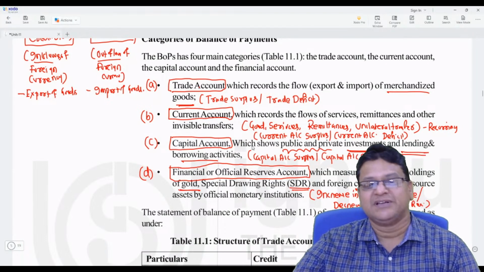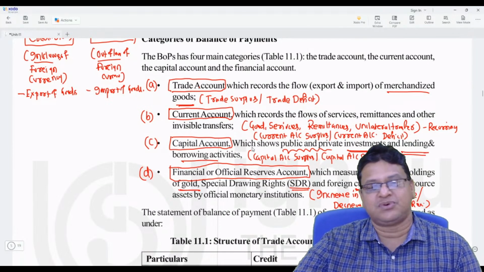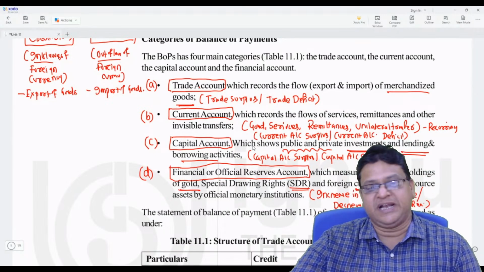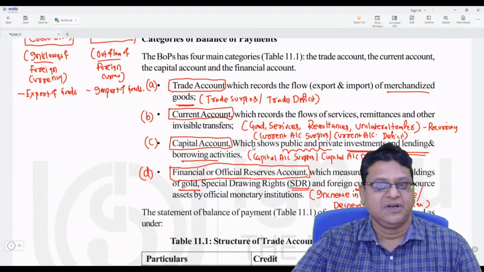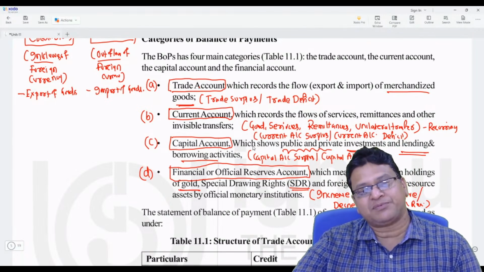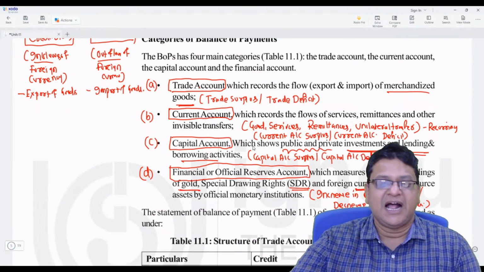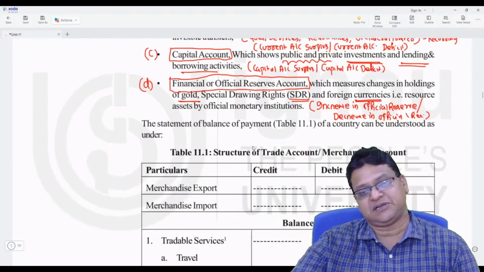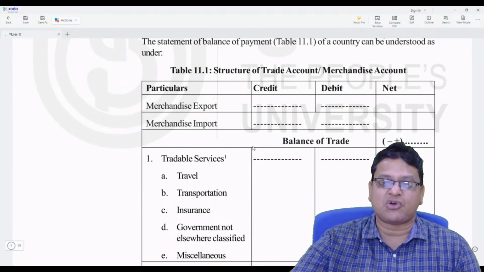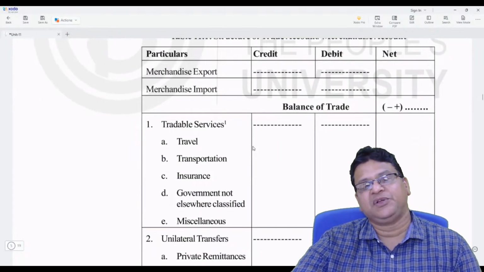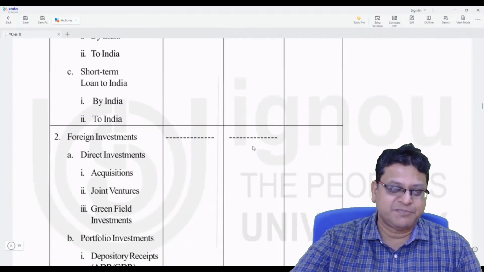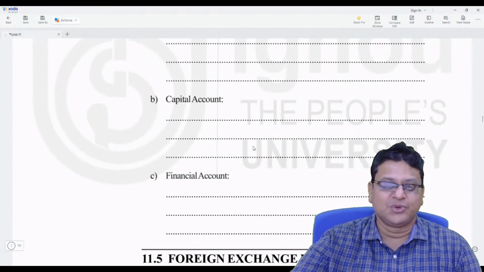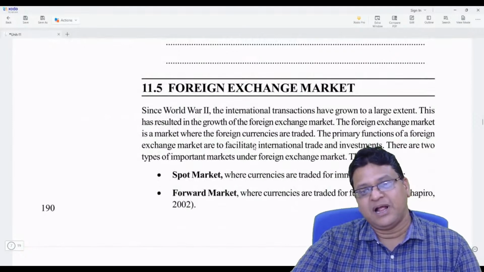So in case of BOP, the transactions are recorded in four accounts: trade account, current account, capital account, financial or official reserve account. Trade account is a part of current account. Trade account, current account, capital account may show surplus or deficit, and official reserve account may show increase or decrease in official reserve. So this is the structure of BOP of a country. You can refer to the specimen given for BOP of a country, and you can identify all those accounts: current account, capital account, and official reserve.